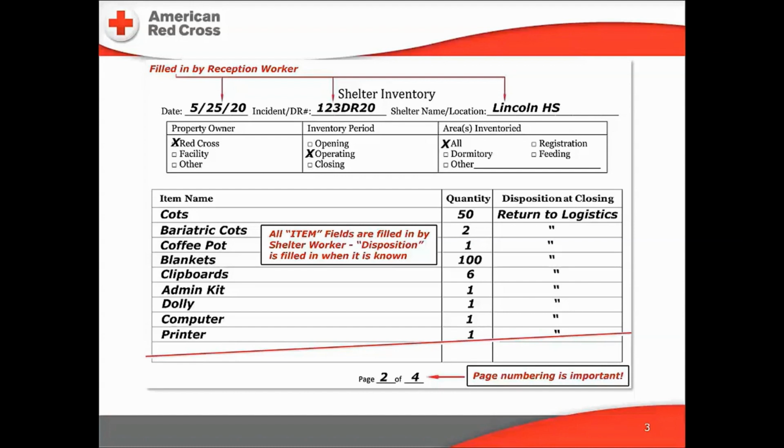Each line of the form is intended for a single item. We record the name of the item, the quantity we have on hand, and what's going to happen to it when the shelter is closed. This sample form would be used for Red Cross equipment and supplies. These items will all be returned to logistics when the shelter is closed. Maintaining this count as accurately and completely as possible will make a big difference to the Red Cross bottom line, and to make sure equipment loaned to us by external partners will be returned where necessary. That will make our external partners happy, which means they'll be there for us the next time around.